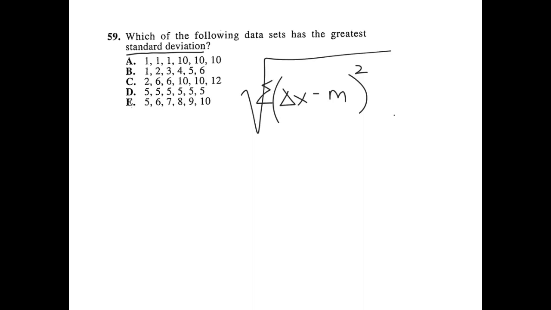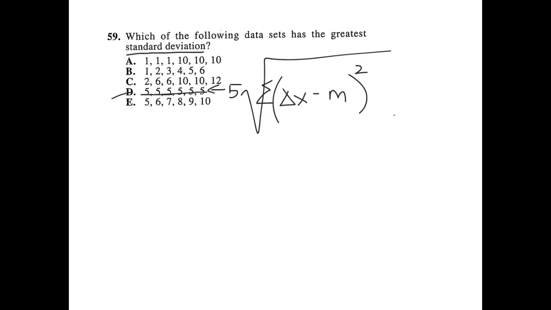So, straight off the bat, D, it has all the same numbers, all 5. So you know that your average is going to be 5. So here your mean is 5. And the difference from all of that is 0. So 0 minus 5 squared, whatever it is, your deviation is going to be nothing. So our deviation here is 0.